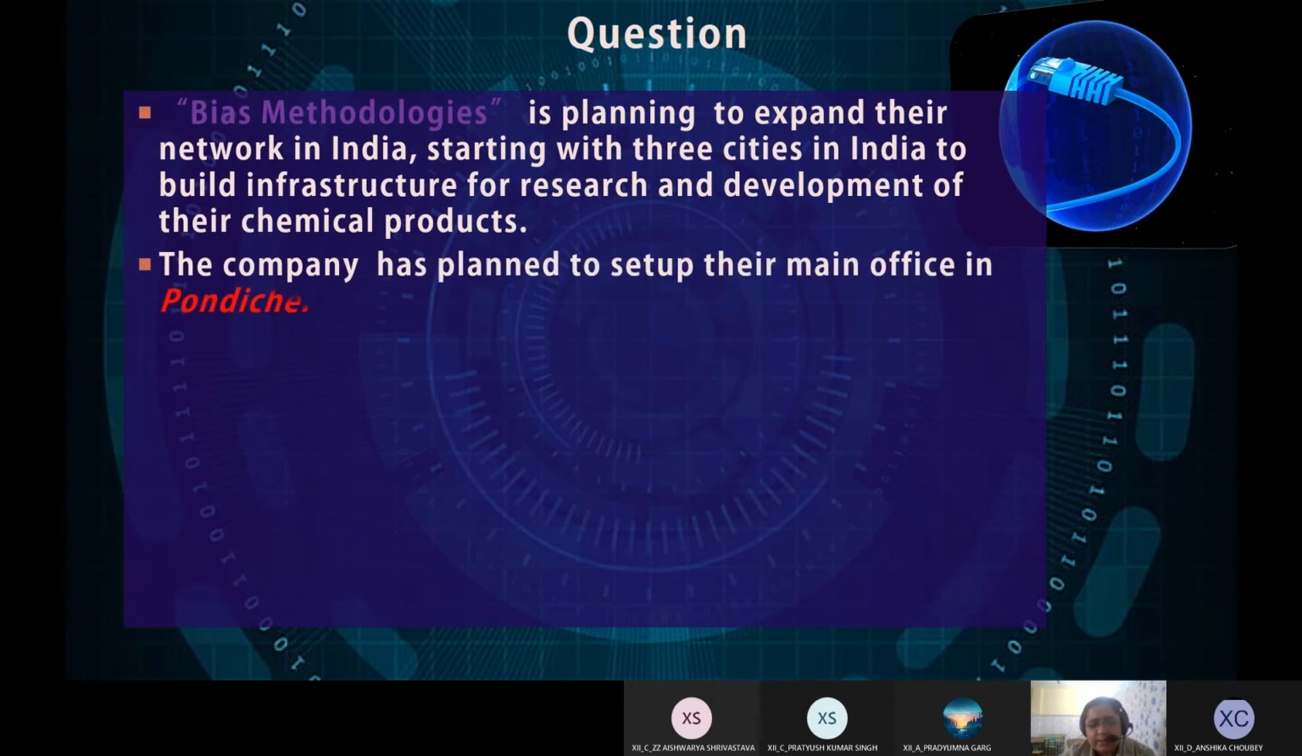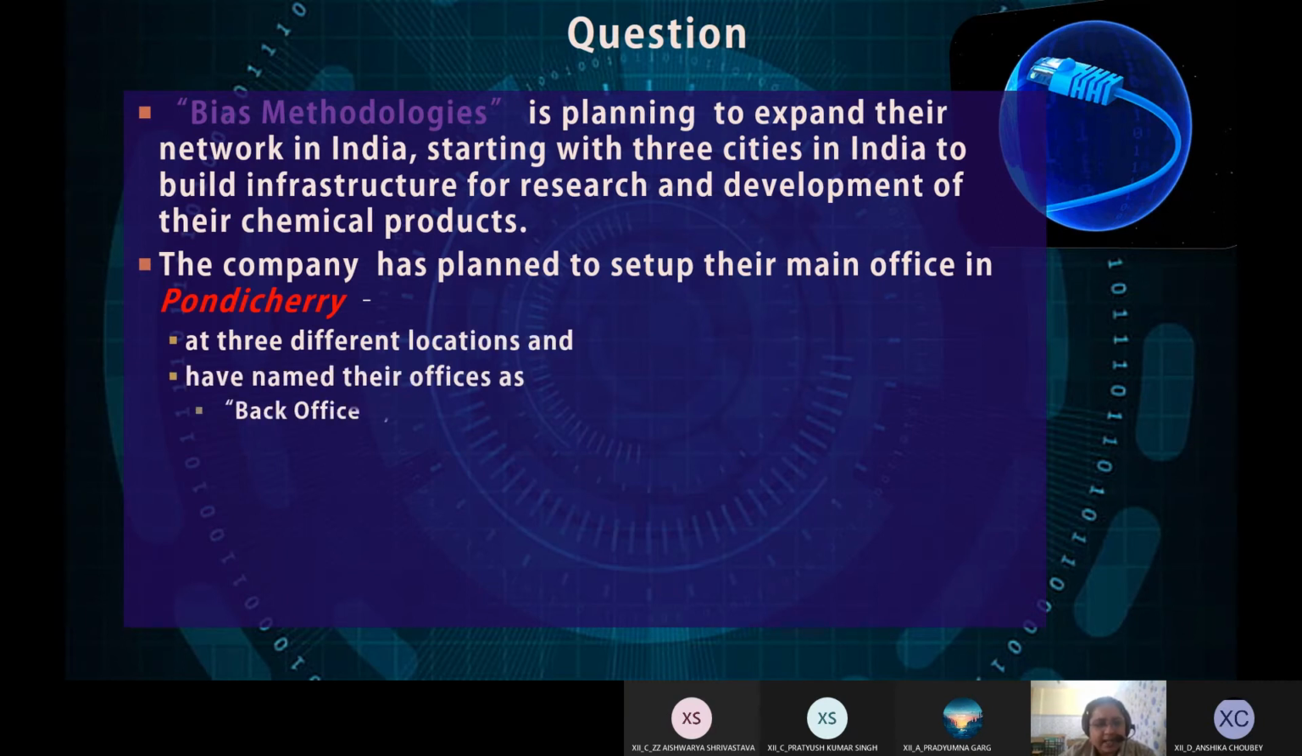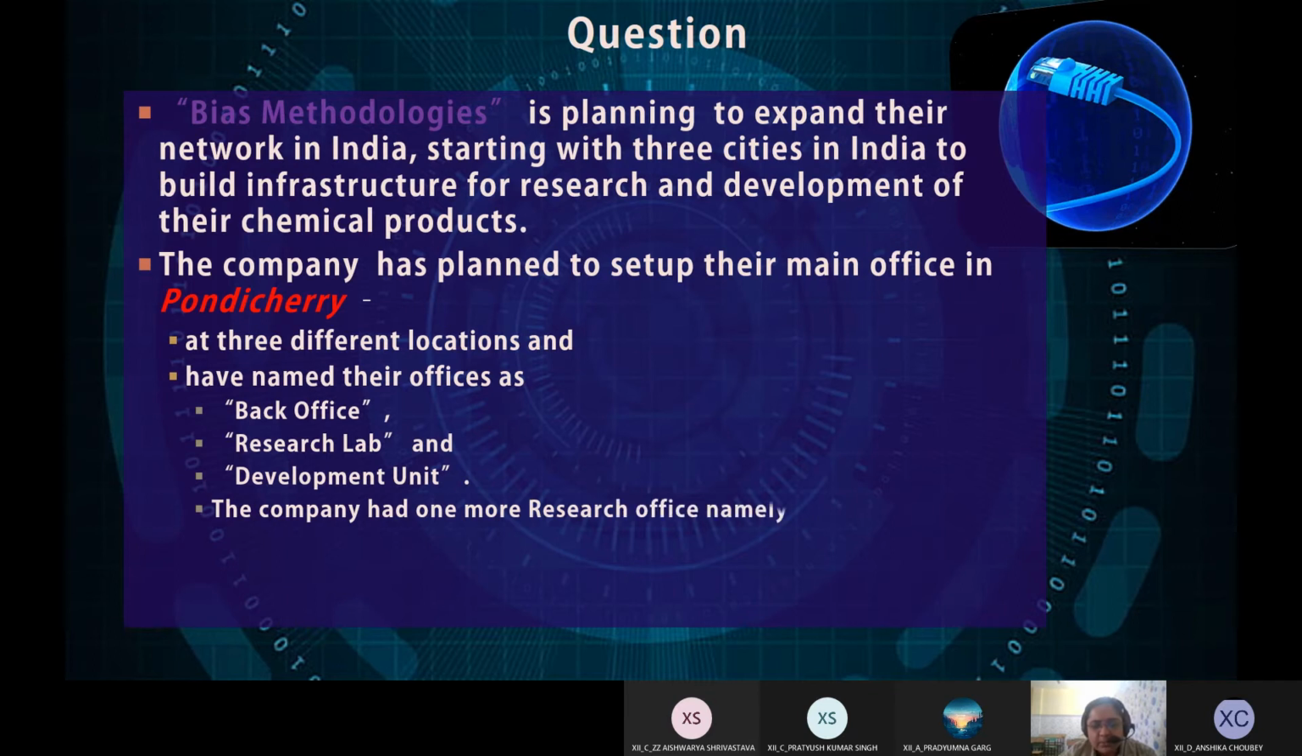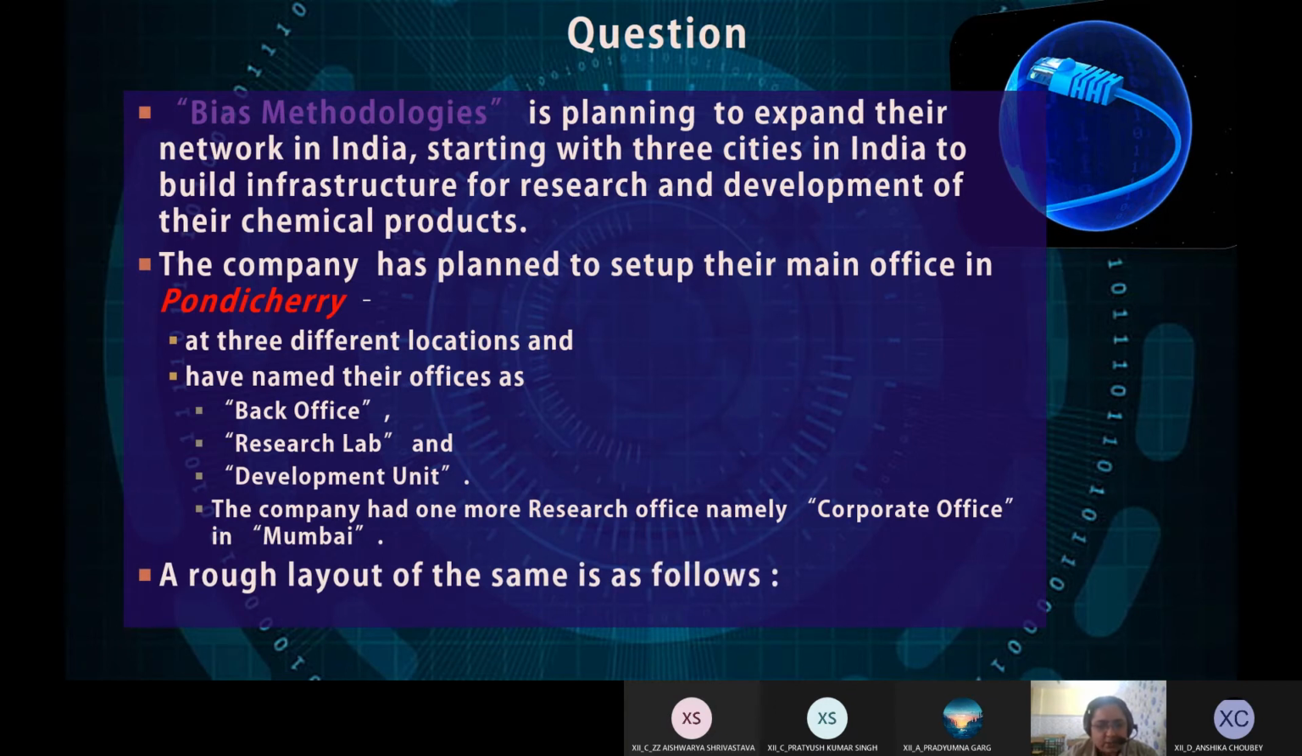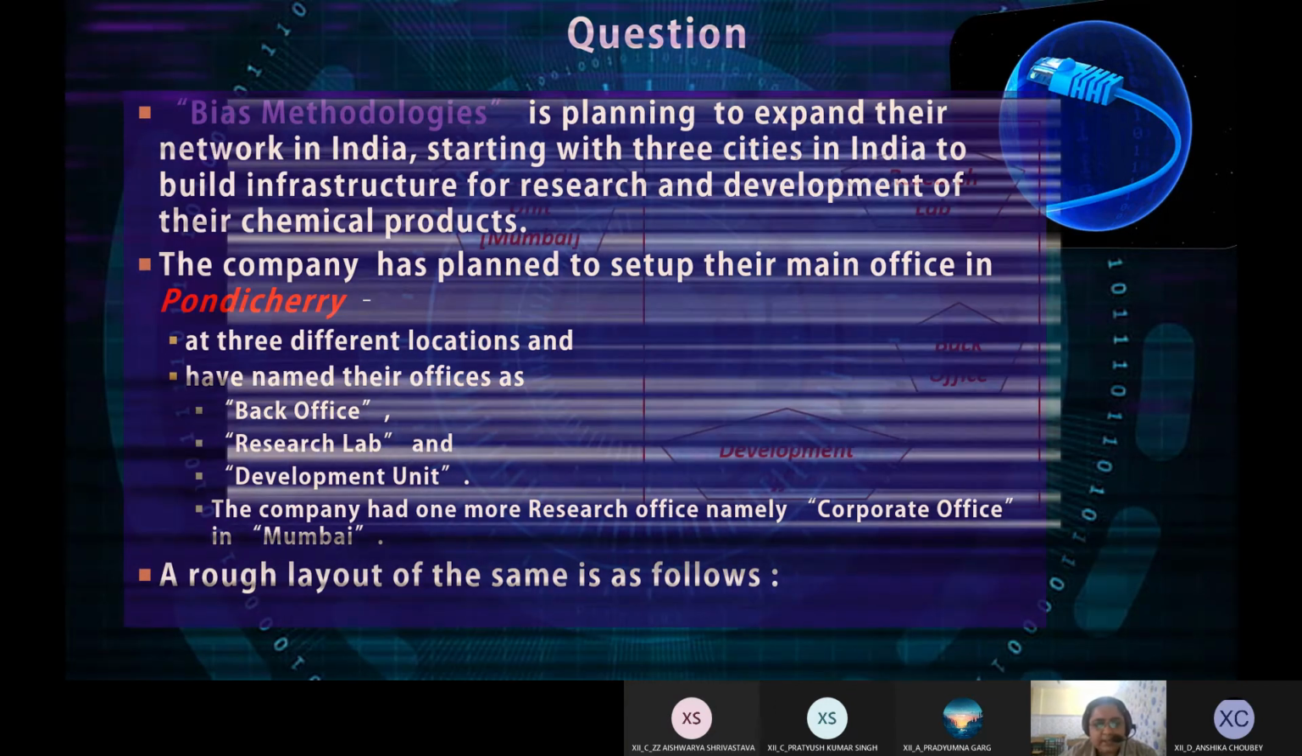The company has planned to set up their main office in Pondicherry at 3 different locations and have named their offices as back office, research lab, and development unit. Okay. The company has one more office, namely the corporate office in Mumbai. So the corporate office is in Mumbai, and the rest of the 3 offices, where the main office buildings are located, are in Pondicherry. A rough layout of the same is as follows. So you can just see a rough layout. This is the rough layout.